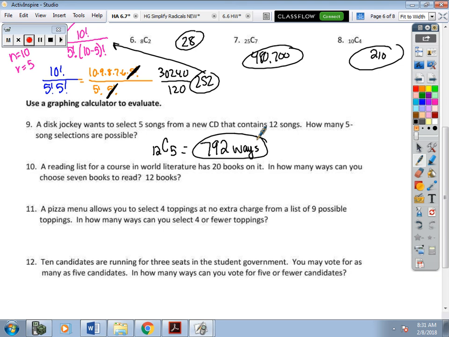We'll skip the next one because it's kind of the same thing. A reading list, 20 books. How many ways can you choose 7? So that'd be 20 combination 7 and 20 combination 12.